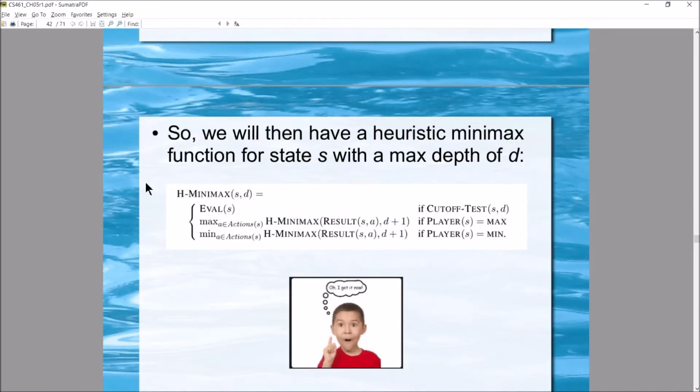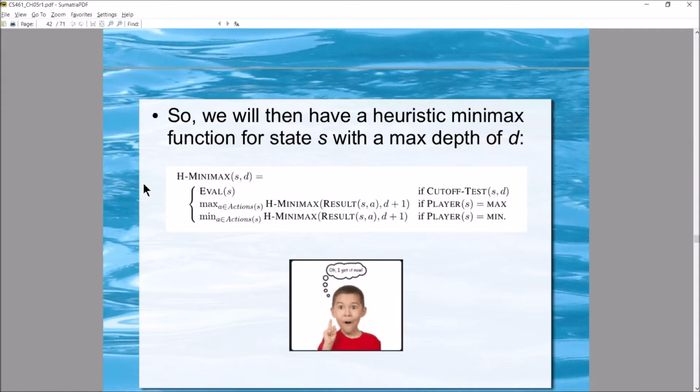Okay, so what you have is a heuristic MINIMAX function. We've got state S with a maximum depth of D, so it's depth limited. We're limiting the depth. But you still have to evaluate the deepest node that you got to when you cut things off. You still need some kind of utility value to be returned from there.